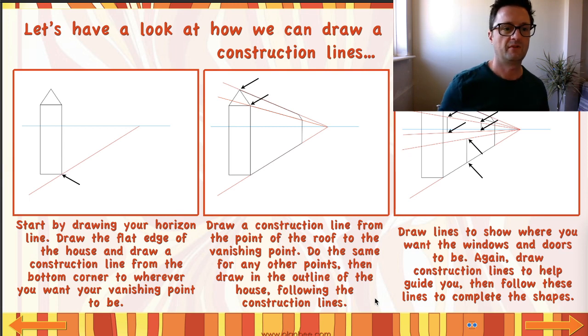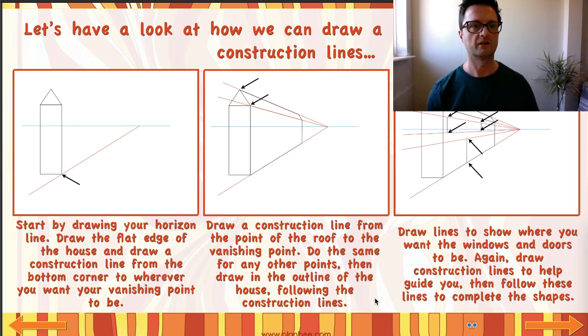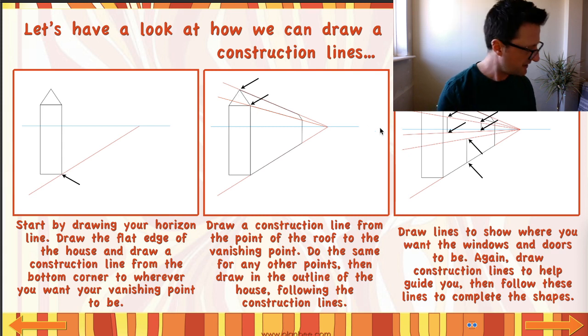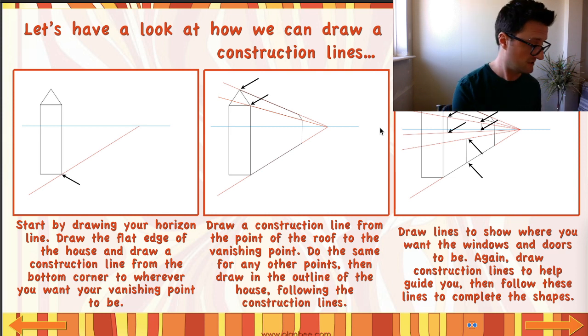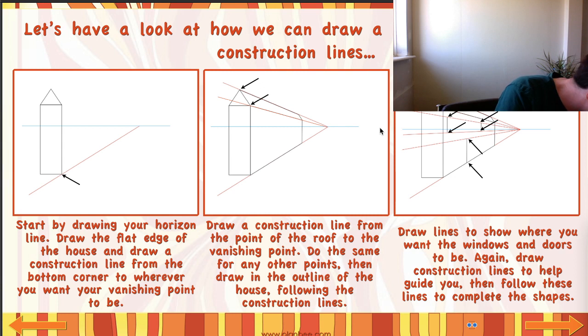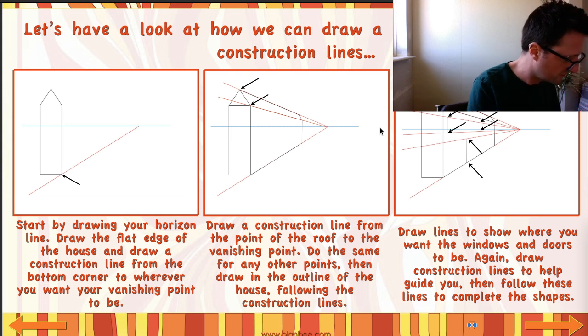Then you can draw some more construction lines, and they can go up above the horizon line where you join up with the roof of your house here. And they're going to help you draw a 3D building that appears to have perspective, vanishing towards that vanishing point. You can rub out those construction lines later.